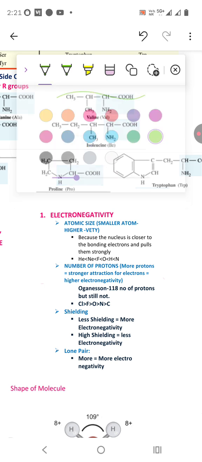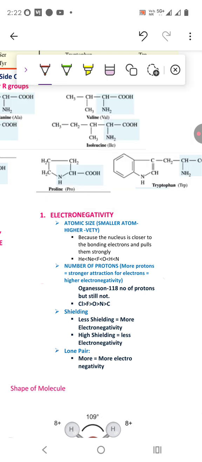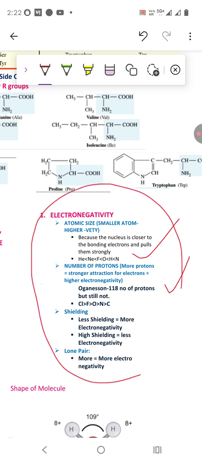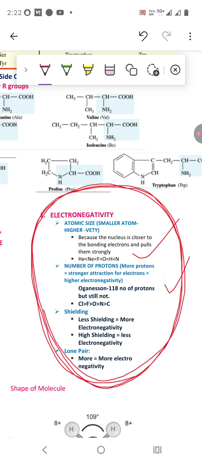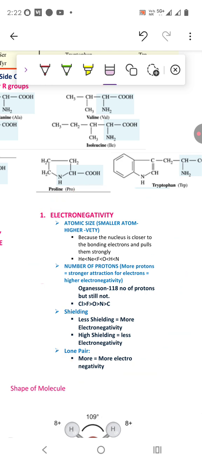Next, number of protons. More protons, more electronegative. Oganesson, atomic number 118, is not highly electronegative. Why? Because its atomic size is bigger. It is a bigger atom. So all these factors should be possessed by a particular atom to classify it as electronegative. Next, shielding.